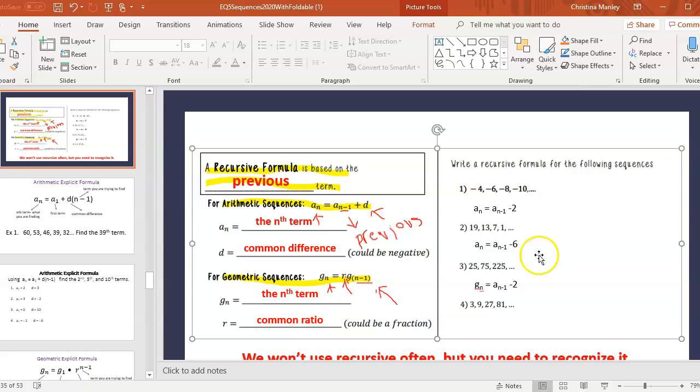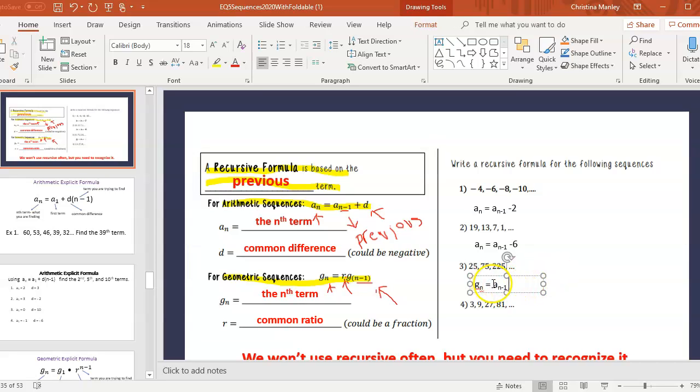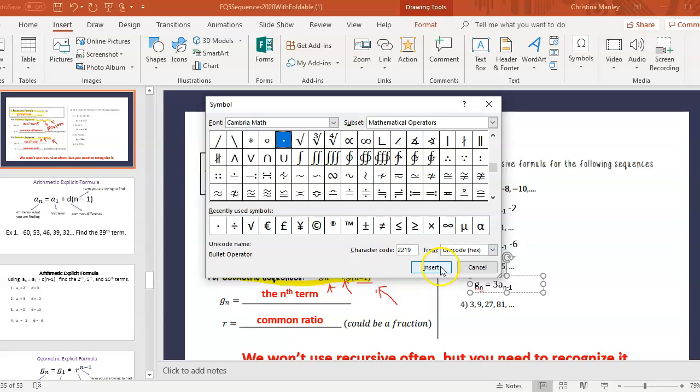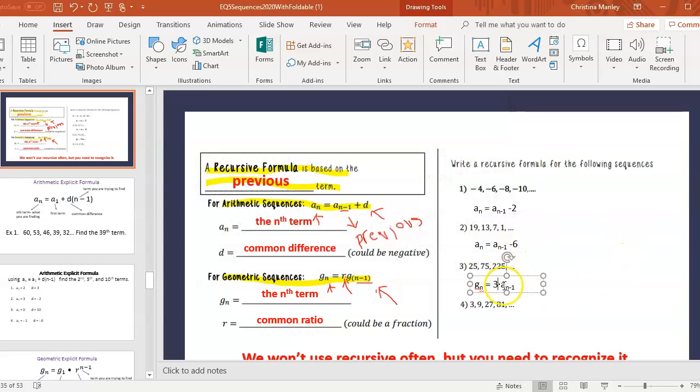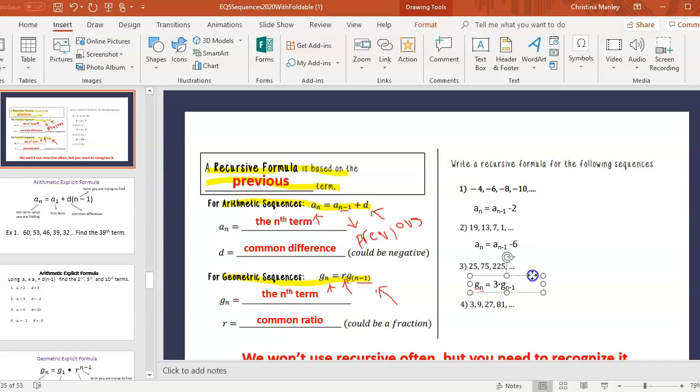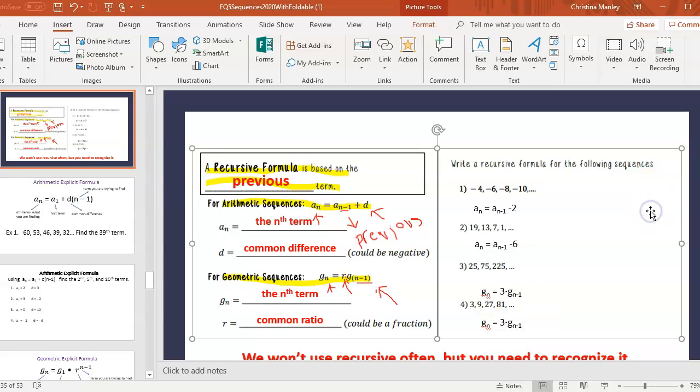So G sub n equals, and then we have to change some things around a little bit. This time it's going to be R. My common ratio was 3 because I'm multiplying by 3. I'm going to put in my multiplication symbol, and then it's times G sub n minus 1. On recursive, all you're doing is plugging in that common difference or common ratio. Eventually we will actually use these formulas to find something, but sometimes we're also just going to ask you to write the formula, and this is what you would put. It's going to be the exact same recursive formula for the next one because it also had a common ratio of 3.